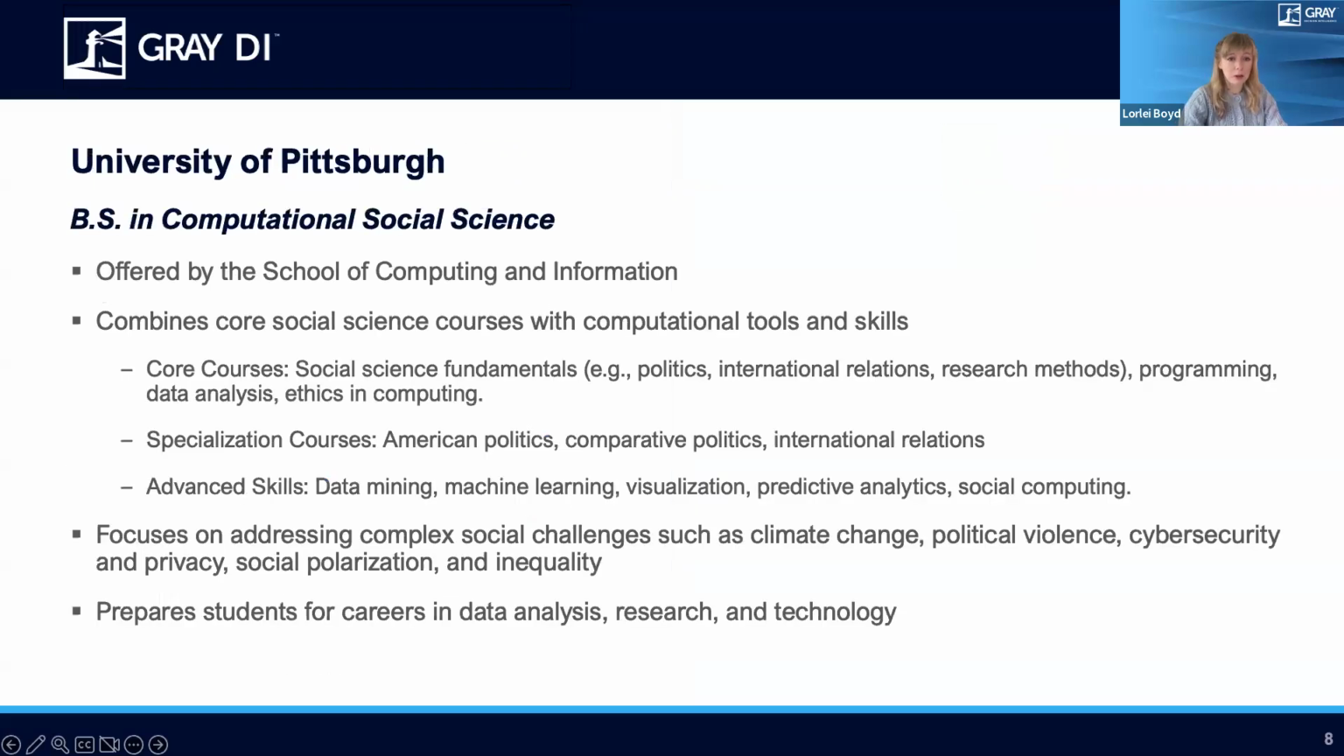The first of which would be a BS in Computational Social Science from the University of Pittsburgh. It's offered by the School of Computing and Information. The curriculum combines social science fundamentals with data mining, machine learning, network analysis, and social science research methods. The major teaches students to use computational tools to analyze large data sets, model social phenomena, and use technology to research and address issues like inequality, political violence, and cybersecurity. It prepares students for careers in data analysis, research, and technology.